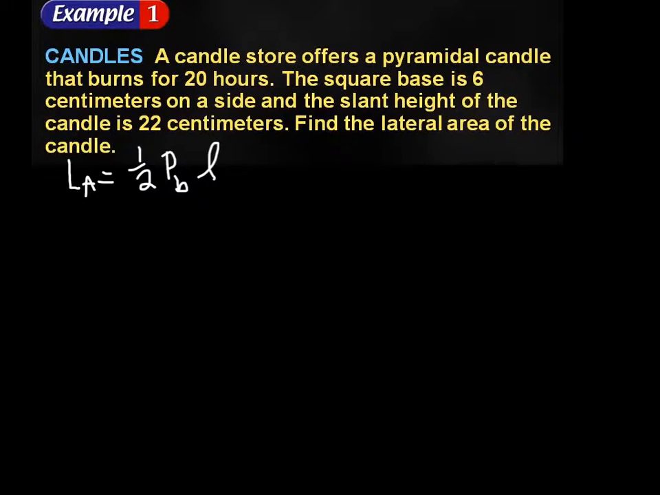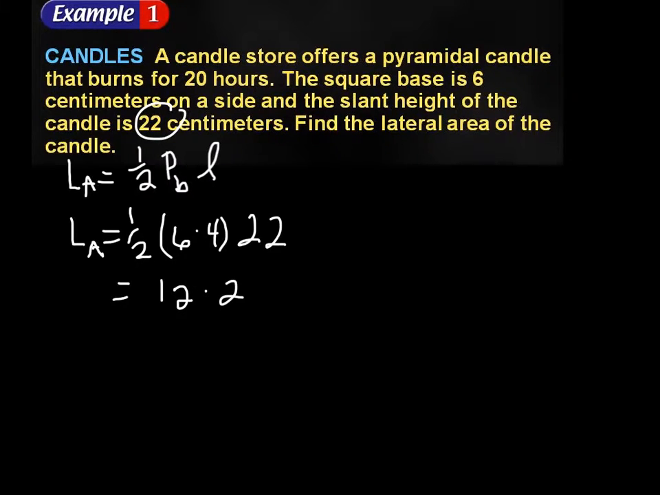Here we go. A candle store offers a pyramidal candle that burns for 20 hours. The square base is 6 centimeters on a side, and the slant height of the candle is 22 centimeters. Find the lateral area of the candle. Well, we know that lateral area is 1/2 perimeter of the base times slant height. I'm using LA for lateral area instead of just an L, a little more descriptive. 1/2, the perimeter of the base, it's a square, so 6 times 4, and they told us the slant height is 22. So I've got 1/2 of 24 is 12 times 22.